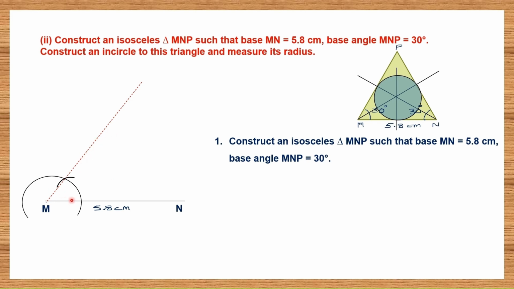To bisect, we place a compass needle here and draw two arcs. So we draw one arc there, one more arc. Now when we draw the line, this is 30 degrees. So let's mark that. So we've got 30 degrees at M.